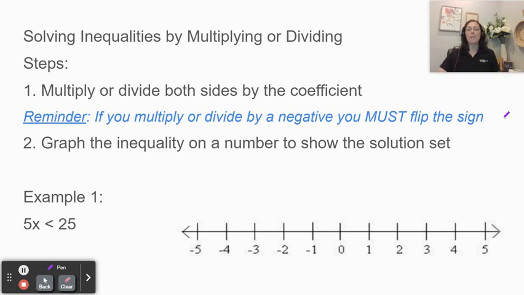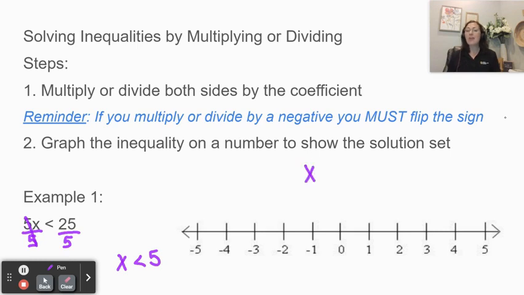So look at example 1. We have 5x is less than 25. So we ask ourselves, what's happening to that variable? It's being multiplied by 5. So we have to do the opposite of multiplying by 5, which is to divide by 5. I'm going to do that on both sides of the inequality. I'm dividing by 5 here, and I'm dividing by 5 there. The reason we do that is because multiplying by 5 and dividing by 5 cancel each other out. I'm left with 1x is less than, and then 25 divided by 5 is 5.